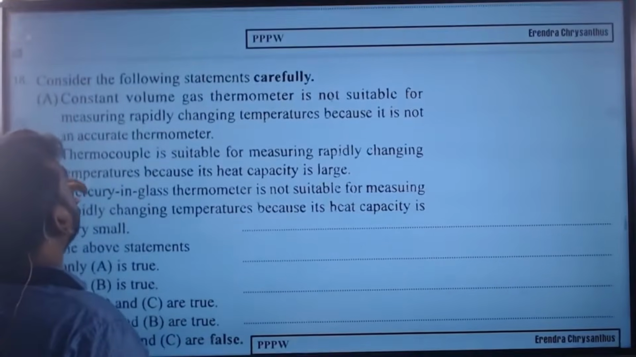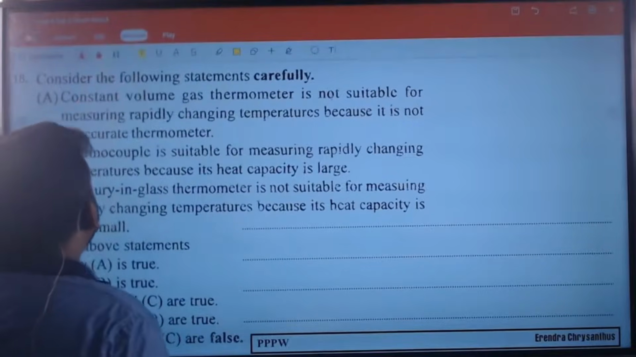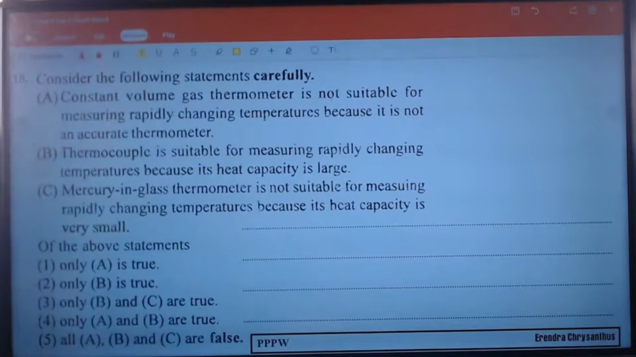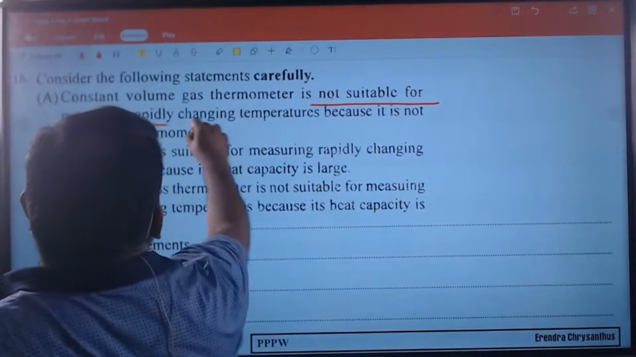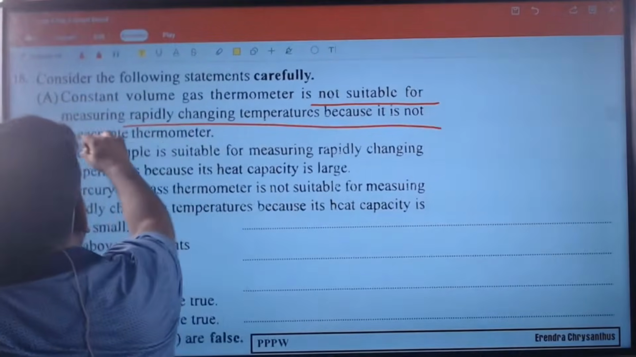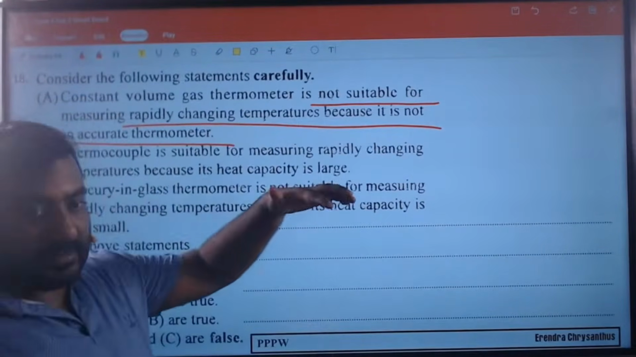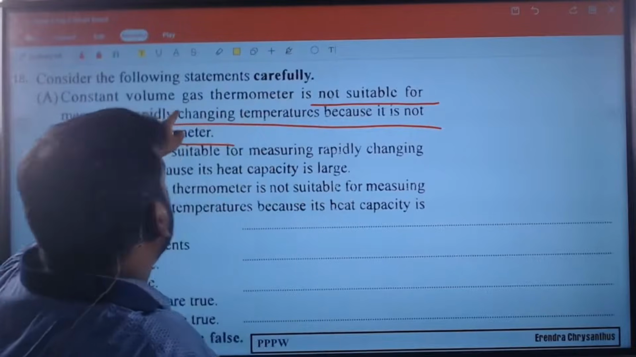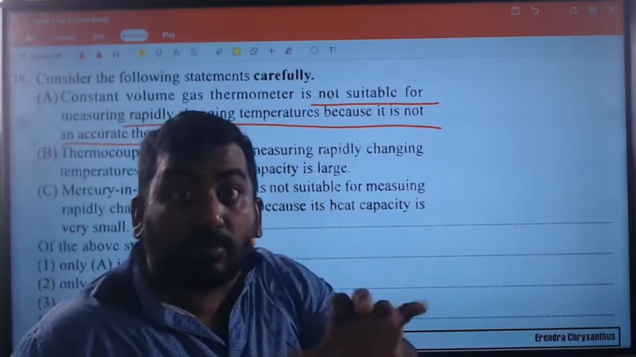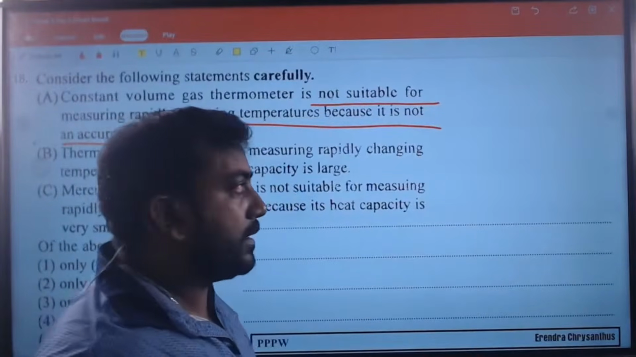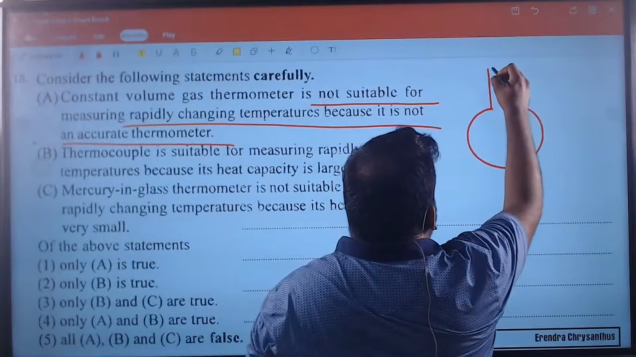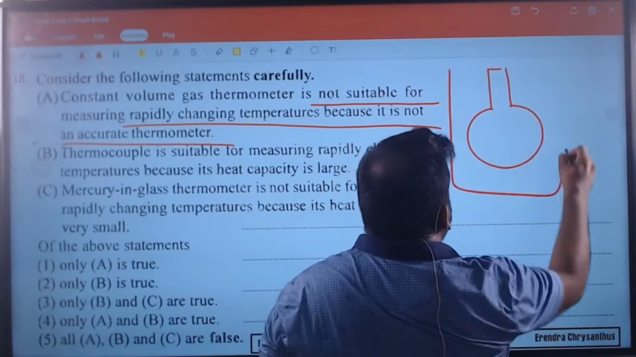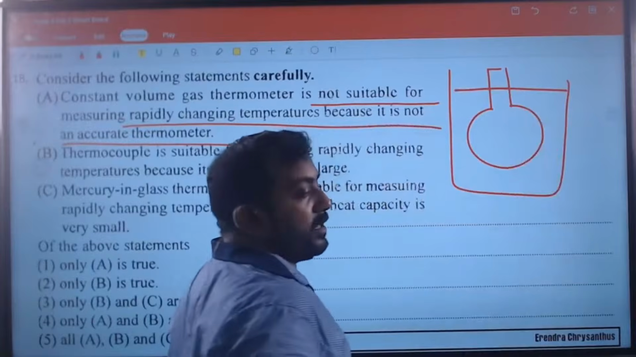Moving on. Consider the following statements carefully. Constant volume gas thermometer is not suitable for measuring rapidly changing temperatures because it's not an accurate thermometer. Yes, it is not suitable to measure rapidly changing, but it is the most accurate thermometer. So why can't you use it? The bulb should be fully submerged in the liquid.